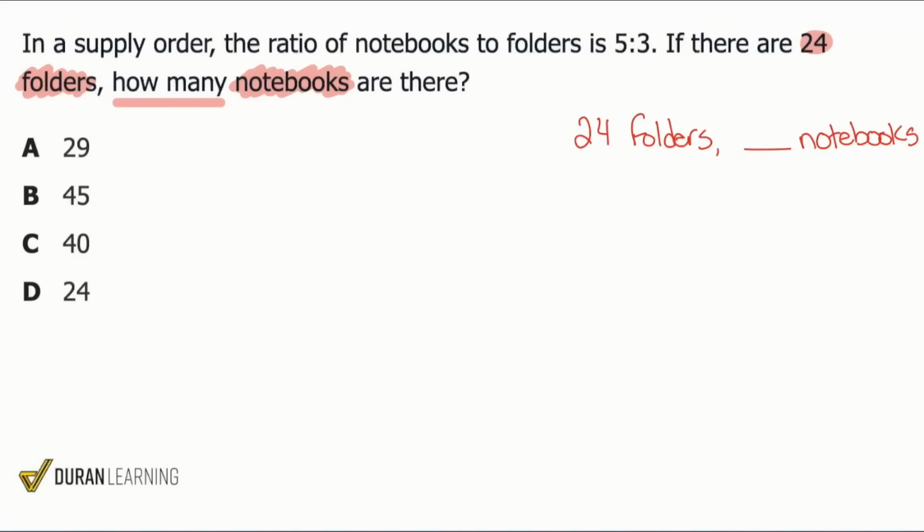If we wanted to, we can use N notebooks. We can use X notebooks. In this case, I'll just use X to be simple, but it's fine. And then up next, I'm going to take notice of what information I'm given. So starting right over here, I'm going to read: in a supply order, the ratio of notebooks to folders is 5:3. Interesting. Everybody, did we just compare the same two things as before, notebooks and folders? Did we just do that? We absolutely did. That's your biggest hint.